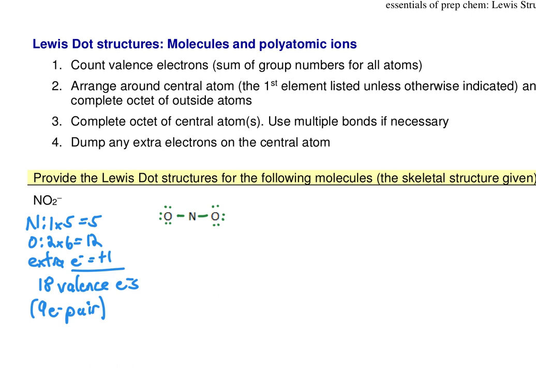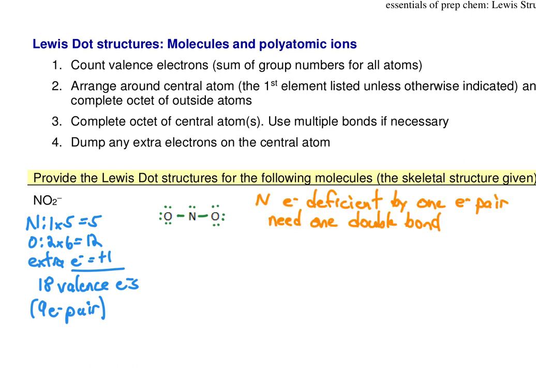We can look to the center atom. The center atom is electron deficient, but we do have one remaining lone pair to put on the nitrogen. We've run out of electrons, but now nitrogen is electron deficient by one pair. We're going to need one double bond.